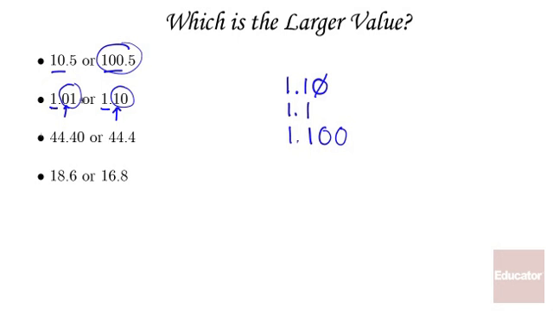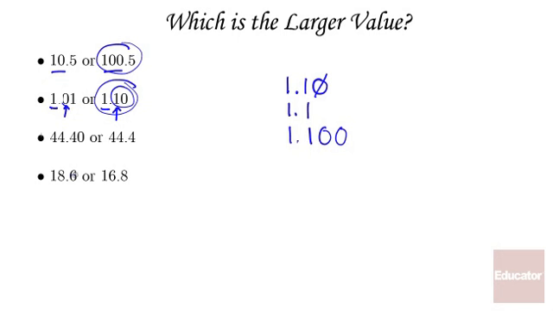So in this case, I'm just going to look at this first place right here, the tenths place. 1 is bigger than the 0, so I know that this number is actually going to be bigger than this number. Okay? 1.1 or 1.10 is greater than 1.01.